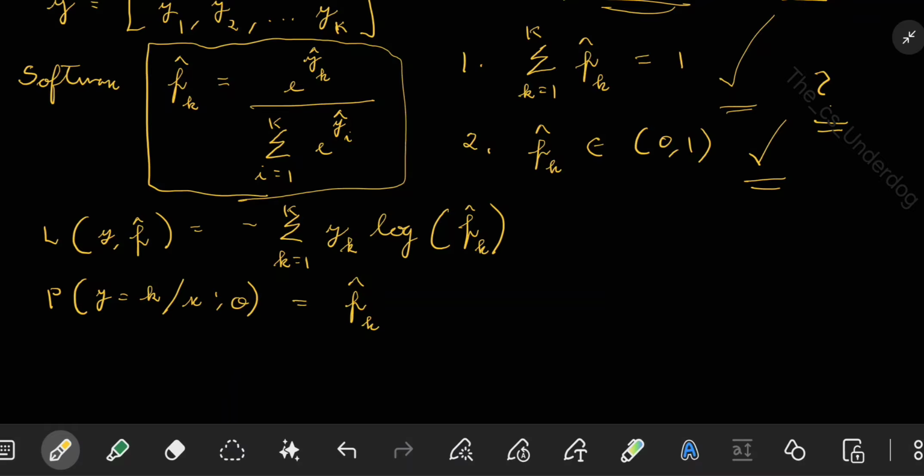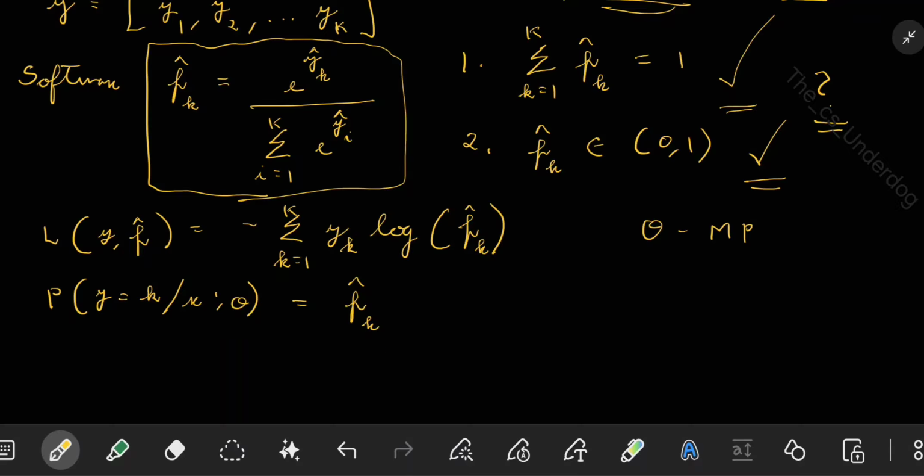The next step. These particular values are clear, right? Your yk is the logit, or the raw score, for the kth class. Theta is your model parameters. And pk, which you already know, is the probability of the kth class.